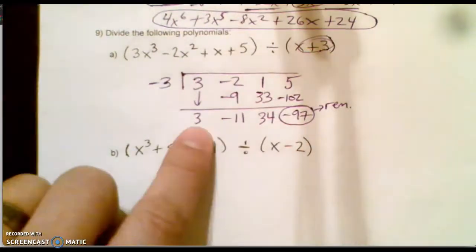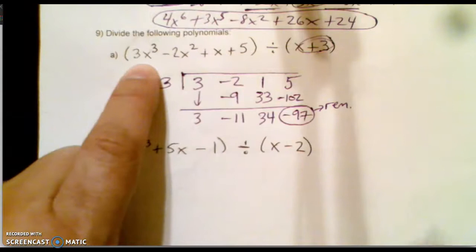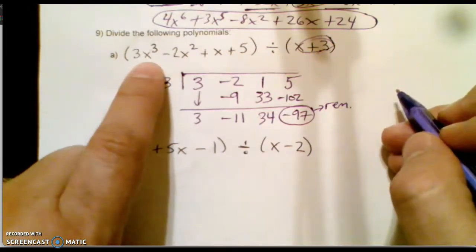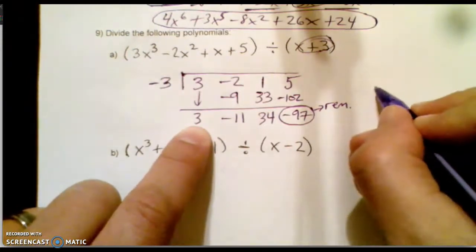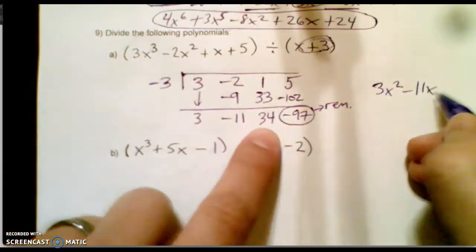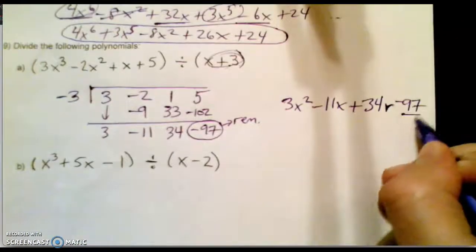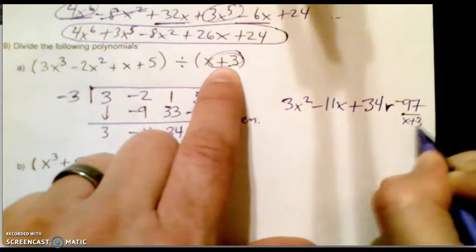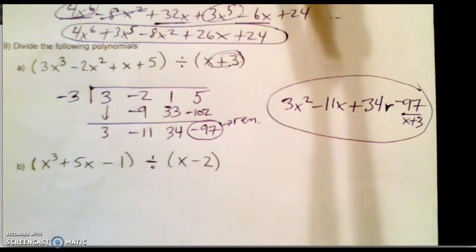Okay, so what do I do with a 3? Well, I stole all the x's from it. I got to put x's back, but it goes down a power each time. So if the beginning start is x to the third, this one is how many x squared you have. So 3x squared minus 11x plus 34, remainder negative 97. Or if you want to get fancy, you could say remainder negative 97 over x plus 3. That would be really cool. But you don't need to do that. You can just say r negative 97.